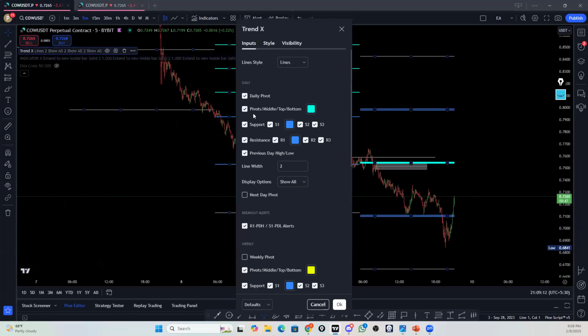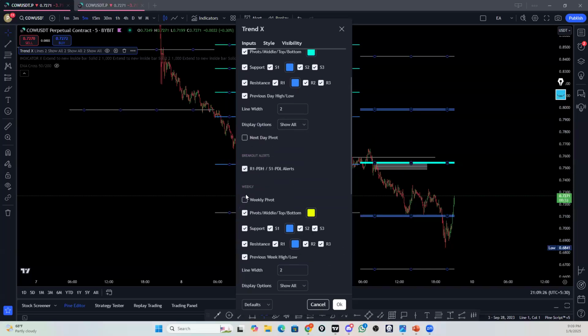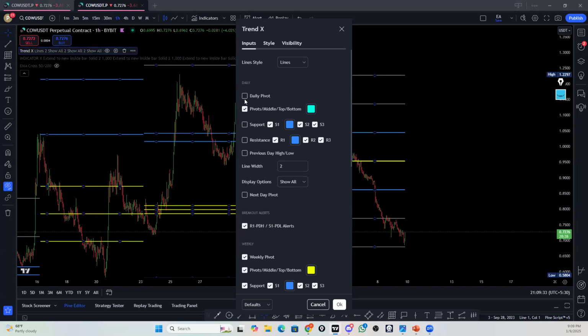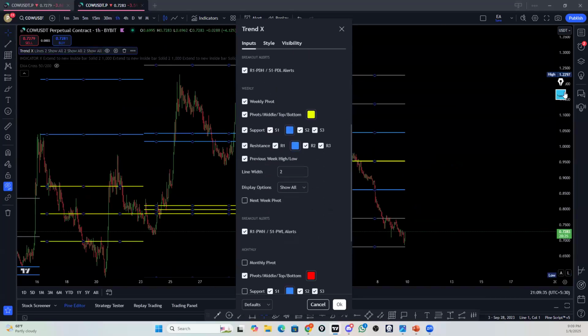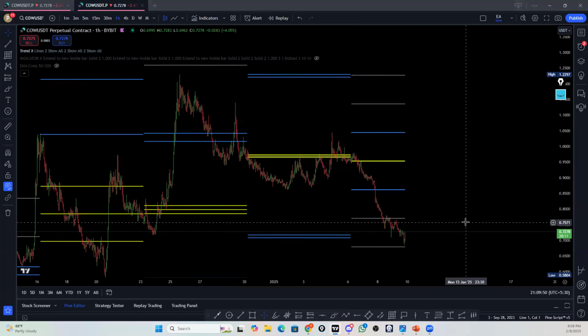Okay, the settings are very simple. I'm using only this in the daily trend X. I'm not using next day pivot. I'm using this. Done. Rest all is unchecked. You can look at the next one. I'm not using weekly and the monthly. All right. The next window you can see here. I'm not using the daily. I'm using only weekly. Again, same. I'm using all this. I'm not using next week. So I'm using again this. Rest is again unchecked, to keep my chart neat and clean. I don't want to see too many lines in my chart.